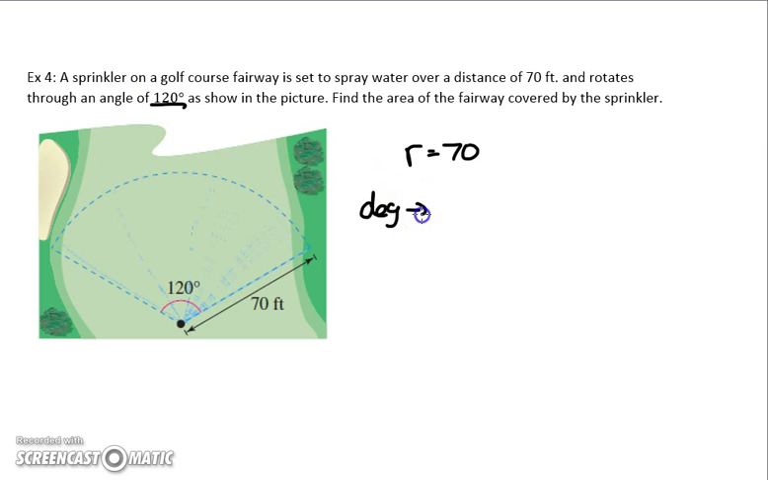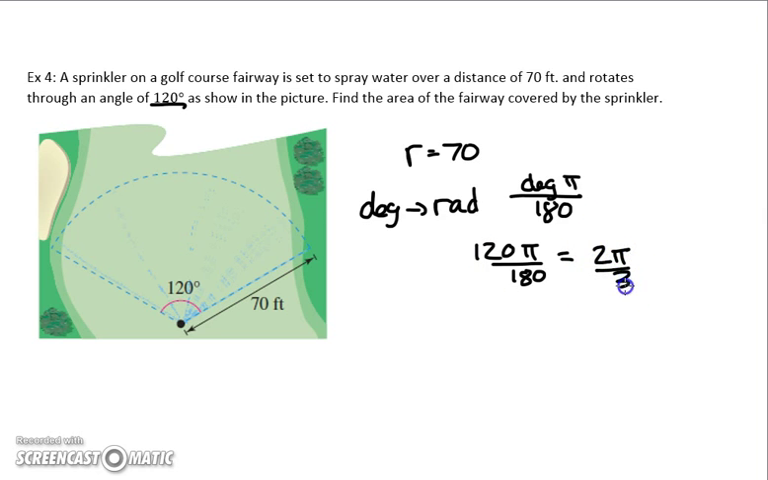So again, if we're going to think degrees to radians, we're going to do degrees times pi over 180. So we're going to go 120 pi over 180, which is going to simplify to give us 2 pi over 3 radians. So we know 2 pi over 3 is theta. We know r is 70. So A equals 1/2 times 70 squared times 2 pi over 3.